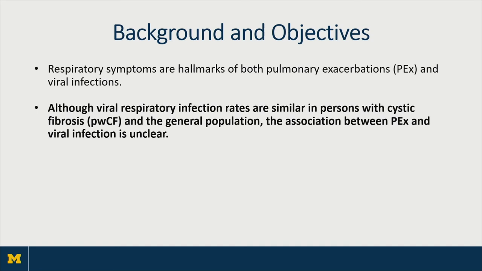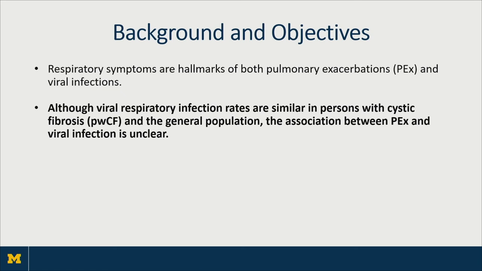Some of the early work done in this field was back in 2014, where they did cohort analyses of CF adults at clinic visits versus exacerbations, and they found that the prevalence at clinical stability was about 24%, going up to close to 40% at exacerbation. But again, those studies were nearly 10 years ago.